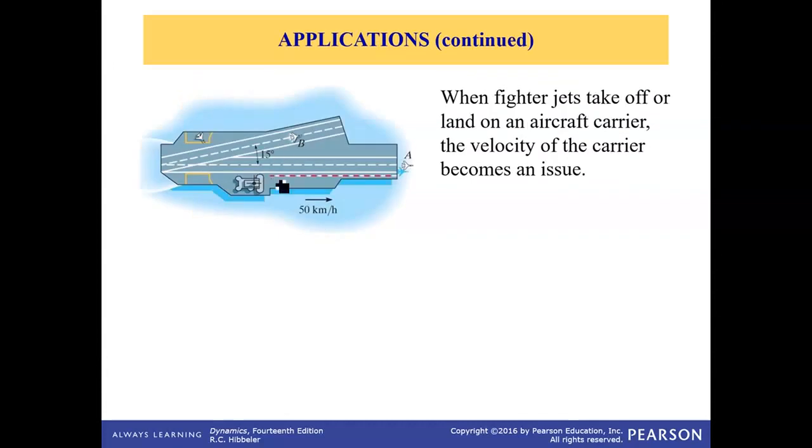Another more practical application is when fighter jets take off or land on an aircraft carrier, the velocity of the carrier becomes an issue because the carrier itself is in motion and the plane is in motion. So at that time, pilots need to know what is the velocity of the carrier, and they adjust the velocity of the plane so that when the plane lands and it stops, it does not have any velocity relative to the carrier.